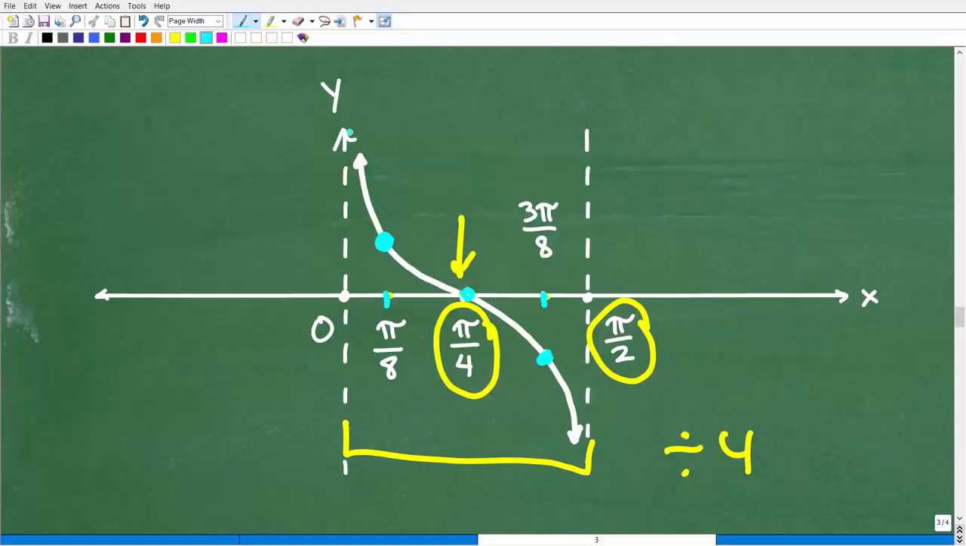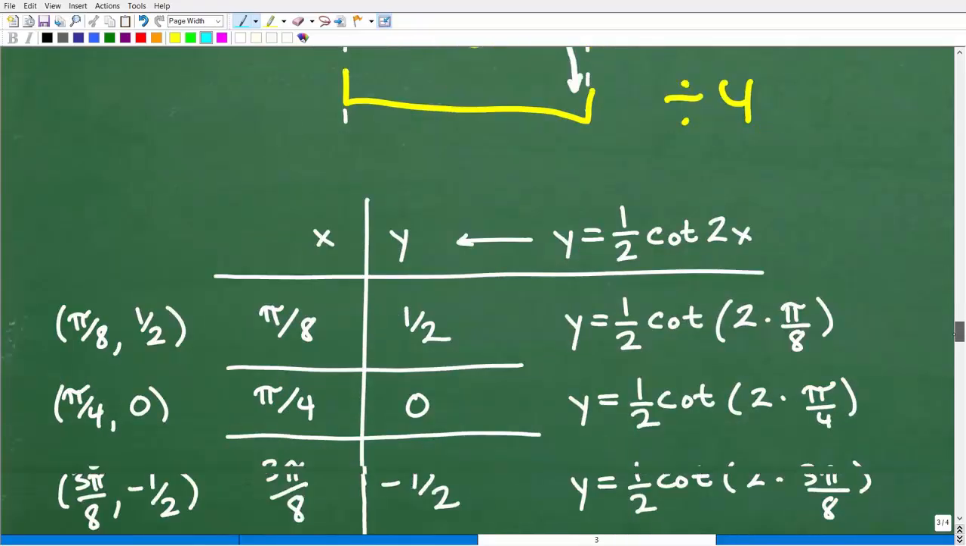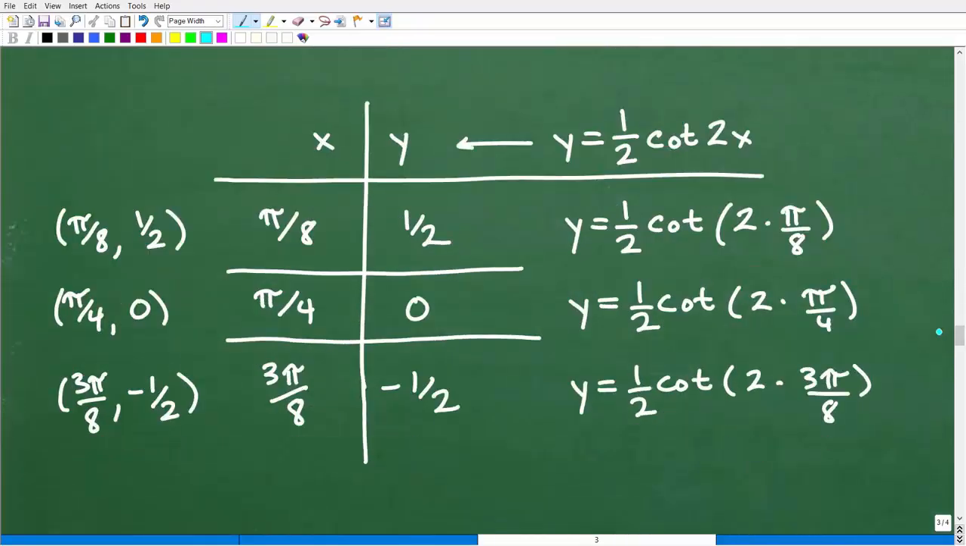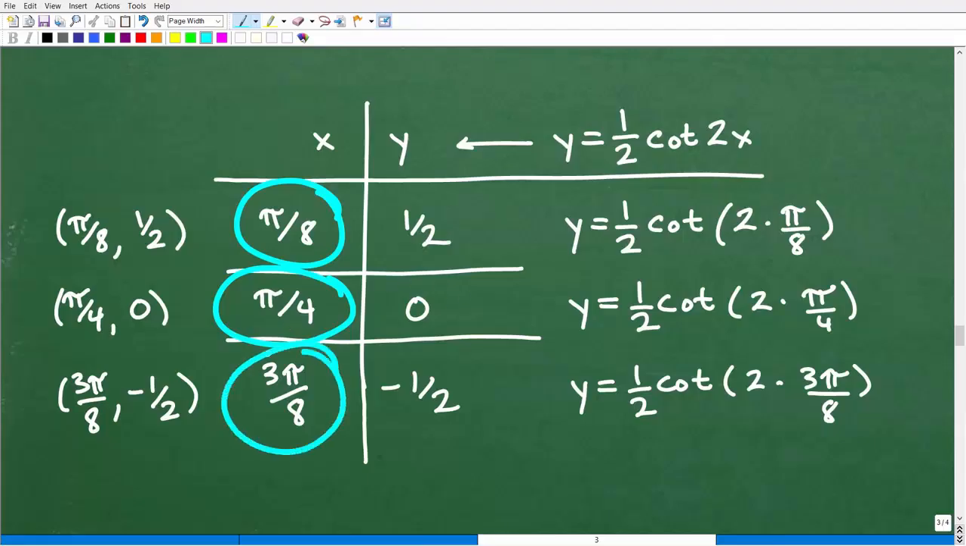So, we can kind of draw, we need at least a minimum of 3 points here so I can get a basic idea of the sketch. All right, so how do we do that? Well, here we go. We just create a nice table, an XY table. So we have to figure out what, when x is equal to pi over 8, what is y? Okay, so when x is equal to pi over 4, what is y? And then when x is equal to 3 pi over 8, what is y? Now, what are these values?